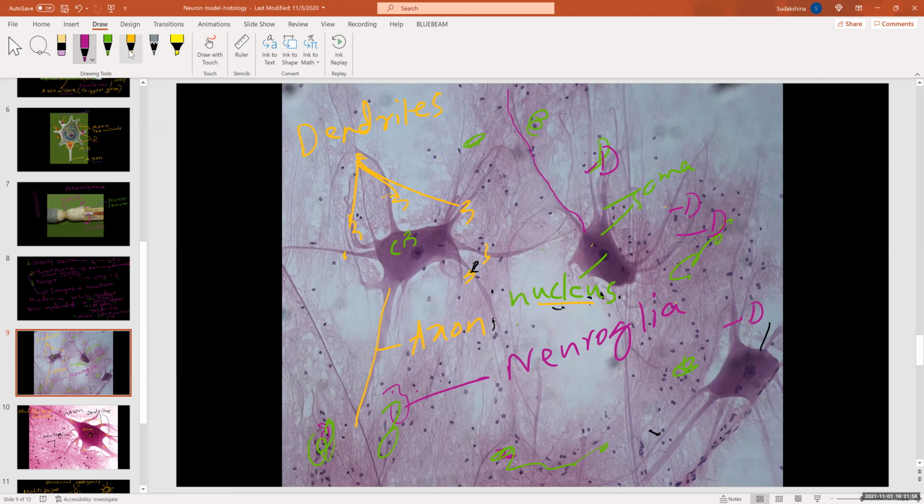Similarly, dendrite, dendrite, dendrite. You can see this. This is a nice example of axon and axon collateral. Look at this. This looks like a long process, but somewhat thinner. So this would be an axon. And this right here, this is axon collateral.